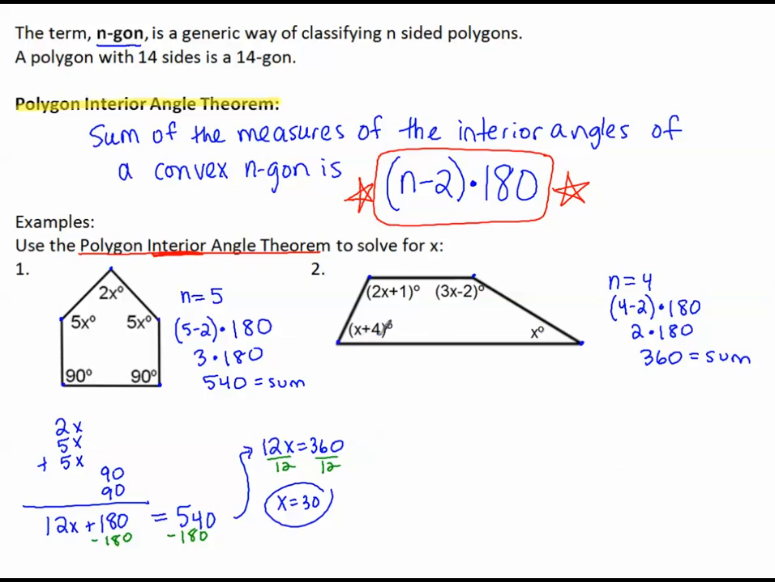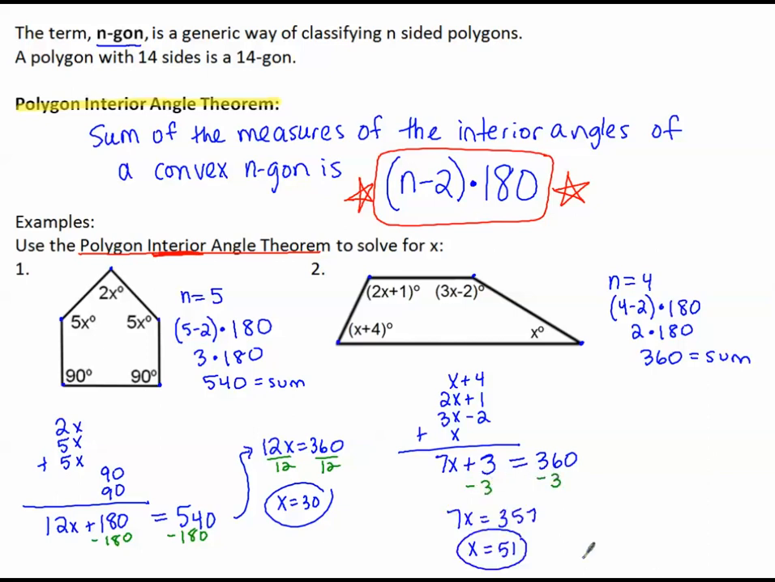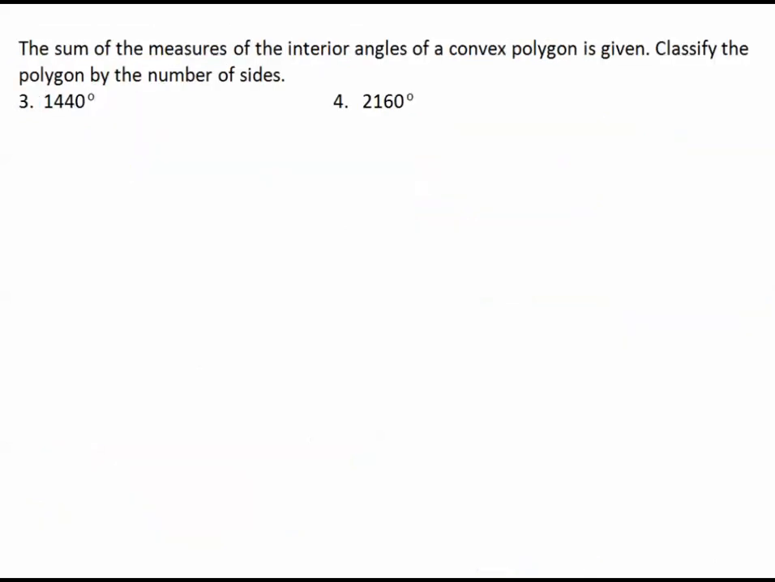All these angles add up to 360. Let's line them up. X plus 4, 2x plus 1, 3x minus 2, and x. All the x's, 7x plus 3 equals our sum, 360. Now we're going to solve. Did you also get 51? Great. Let's look at another way we could be using the polygon interior angle theorem.